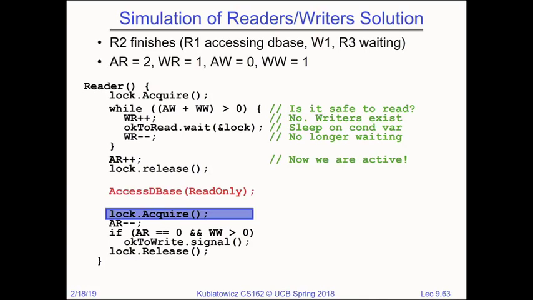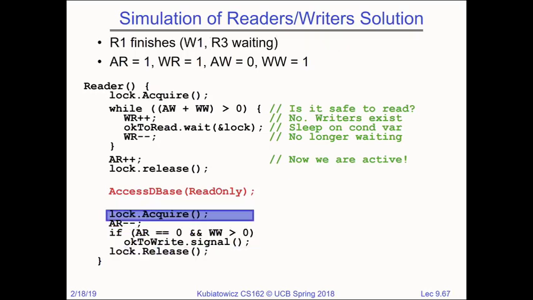Okay, so R2 finishes. When it finishes, it's going to do the exit code. It's going to acquire the lock and decrement the number of active readers, because I'm no longer active. Is active readers equal to 0 and waiting writers greater than 0? That condition's false, right, because there's an active reader. So we release the lock, and nothing happens.